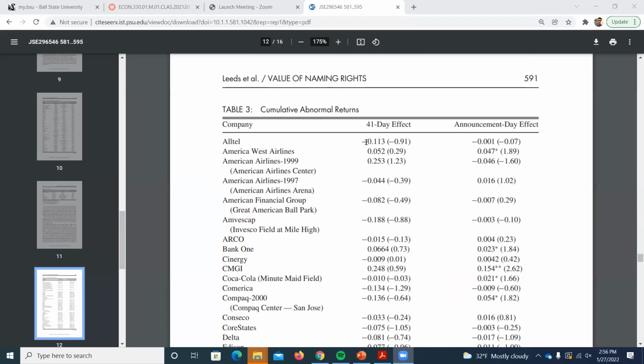They then said, okay, we're also going to look at the identifier on the 41st day. We're going to see 41 days after the announcement, so over a month, has there been any change in the stock price?